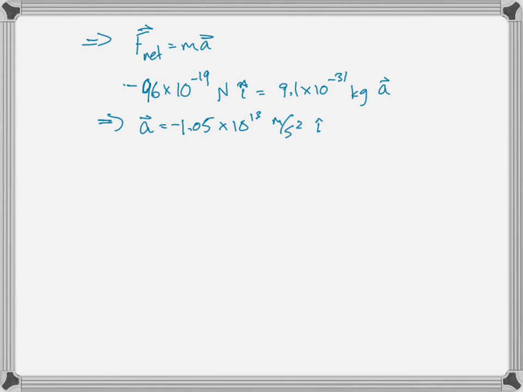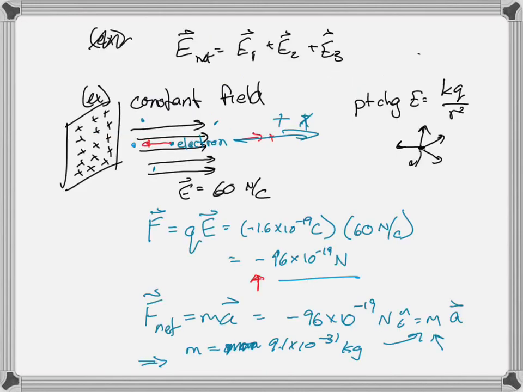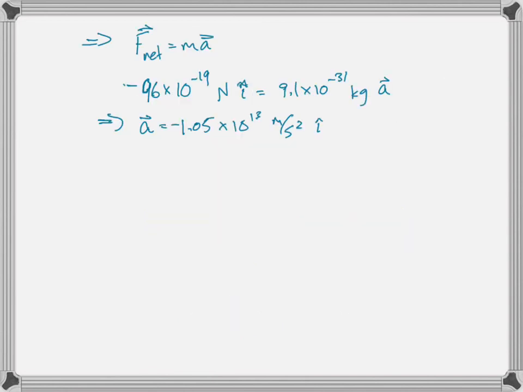The human body can't accelerate faster than about 10 Gs or 100 Gs without injury or death. And 100 Gs is 980 meters per second squared. This is a billion times bigger than that, or 10 billion times bigger than that. But it's an electron. It can handle it. It's a point particle. So the motion of the electron is it goes opposite the electric field with a constant acceleration of 1.05 times 10 to the 13th meters per second squared. That's the magnitude of the acceleration.